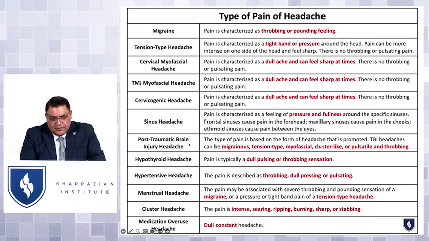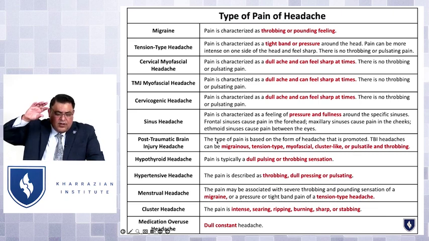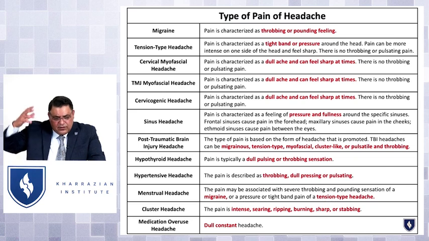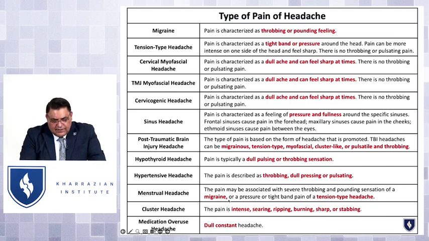Now, post-traumatic brain injuries are going to be another key thing. They can turn on migrainous headaches, tension type headaches, myofascial headaches, cluster-like headaches, pulsatile headaches, throbbing type headaches. Anytime you have dysautonomia where the brain is not able to coordinate sympathetic and parasympathetic activity very well, you can have all types of clinical presentations. And as far as headaches go, you can have all types of pain with post-traumatic brain injury headaches. Now, hypothyroid headache will be sometimes just dull pulsing, or sometimes it's very clear, like a throbbing sensation. And menstrual headaches can really just basically turn on the migraine pattern, which is that throbbing, pounding feeling, or it can turn on that tension type headache.